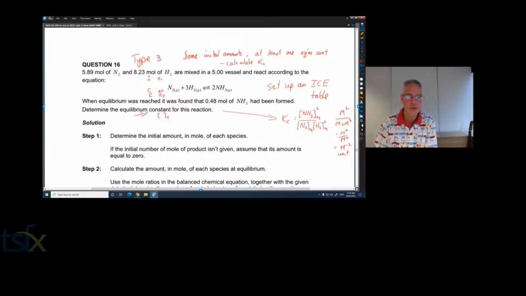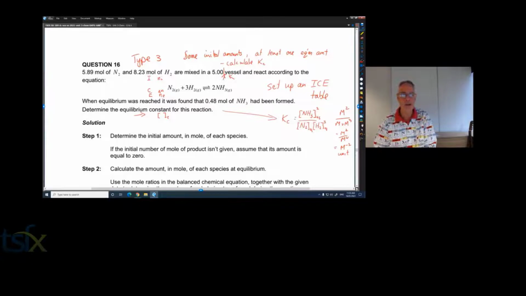5.89 mole of N2, 8.23 mole of H2 are mixed in a 5... let's check that. They presumably mean 5-litre vessel. Please pop that in. We need the unit of the volume. I'm assuming a 5 milliliter vessel would be rather small, so it must be a 5 litre vessel. Please make that correction. Didn't notice that when I was looking at this.